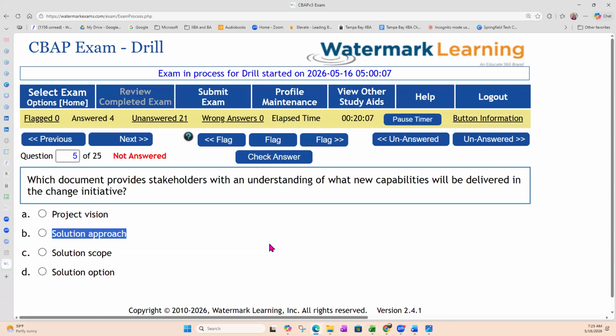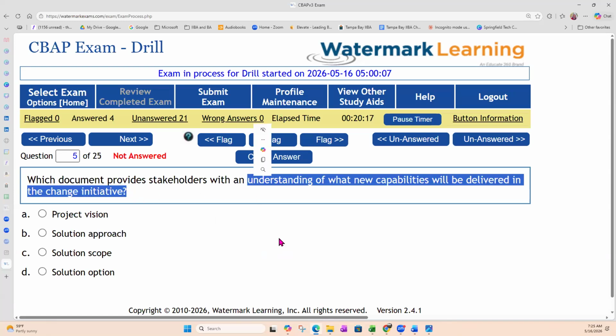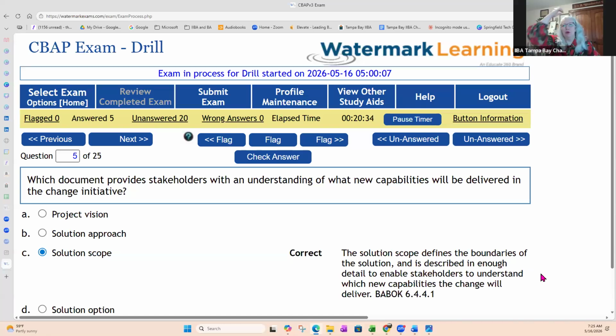The project vision seems like too much high level. So vision is not providing what? Yeah, the solution scope. Yes. Okay. The solution scope is correct.